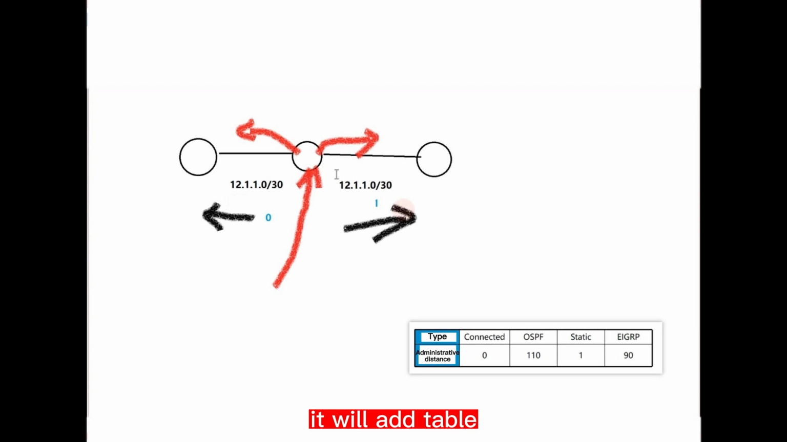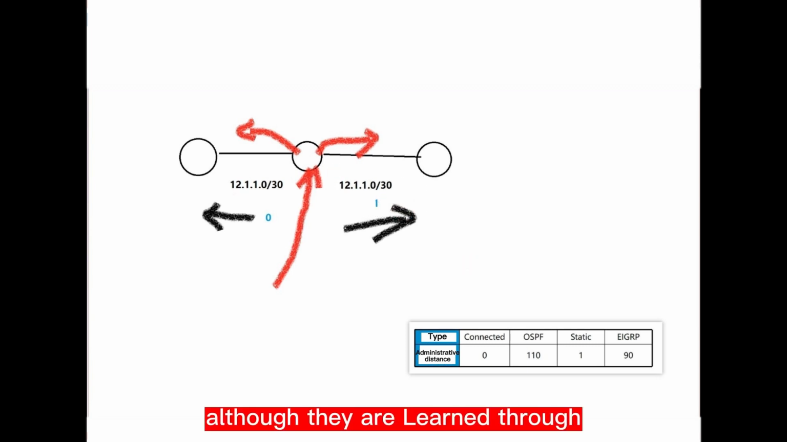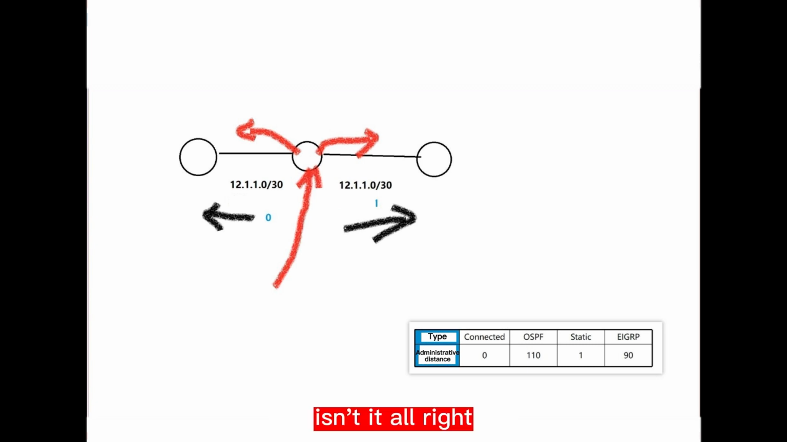It will add to the table, while static does not add to the table. Although they are learned through different routing protocols, sometimes you may have doubts: as long as you learn it, isn't it all right? Why do you have to define it?